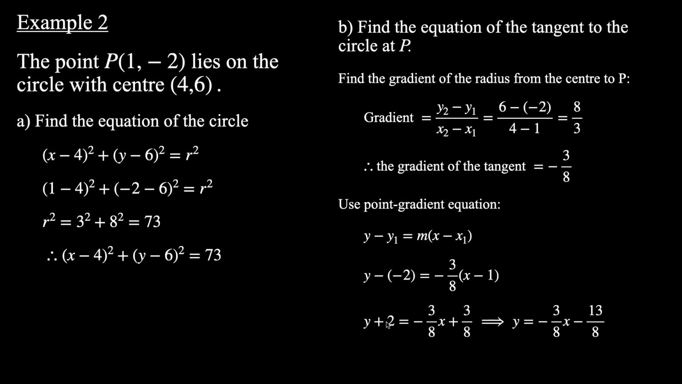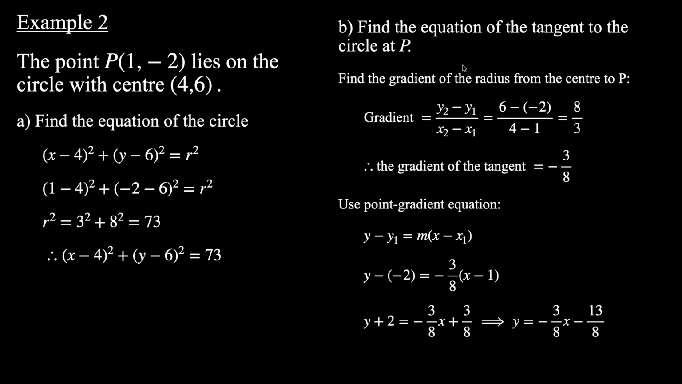Remember your addition and subtraction of fractions. Remember how to do that. We would have to turn that into 16 on 8. So we'd have 3 on 8 subtract 16 on 8, which is negative 13 on 8. So our final answer there is y equal to negative 3 on 8x take 13 on 8.